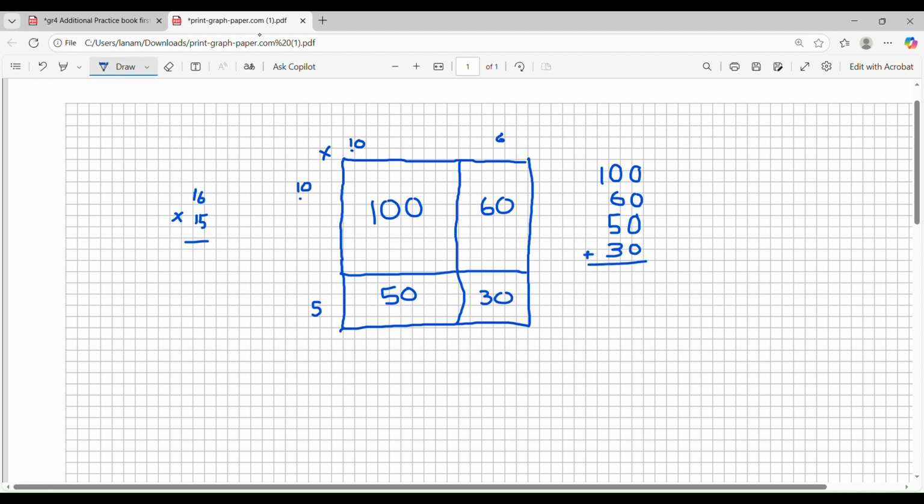So now here we have 0. Now 0 plus 0 is 0, plus 5 is 5, plus 3 is 8... then 6 plus 5 is 11, plus 3 is 14. I put it in a circle in order not to get confused. Now we have 1 plus 1, 2. So the answer is 240.